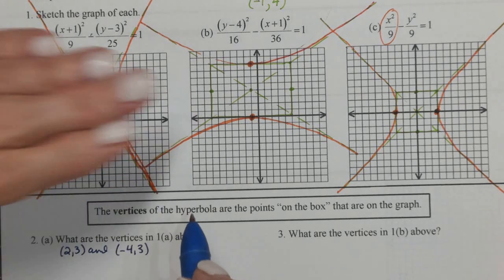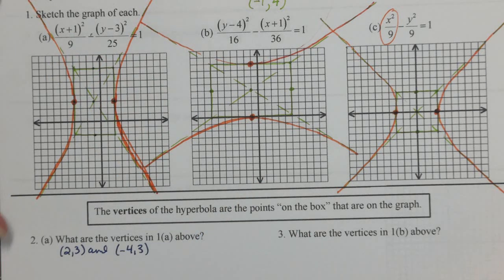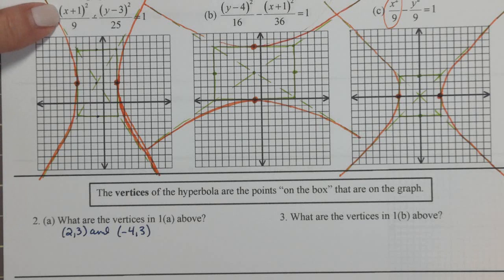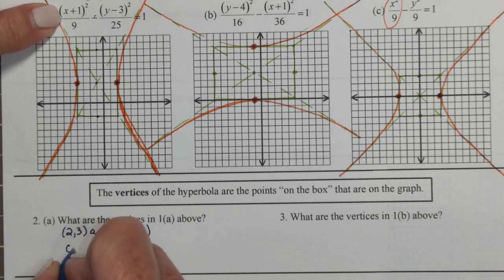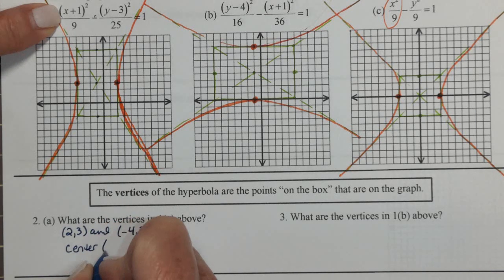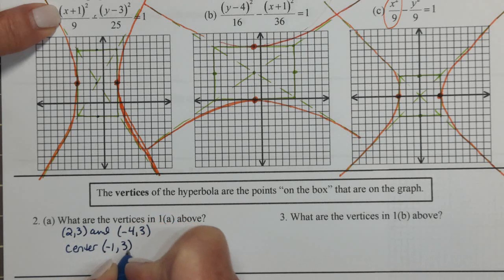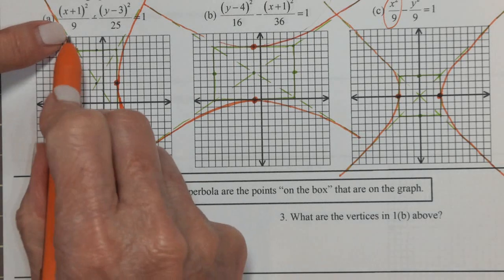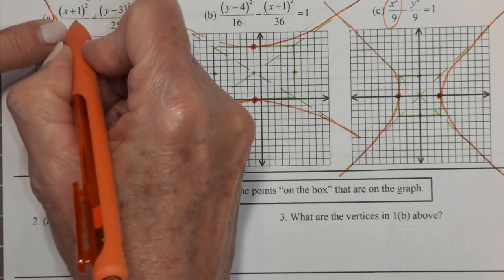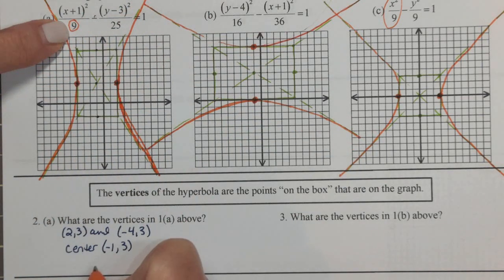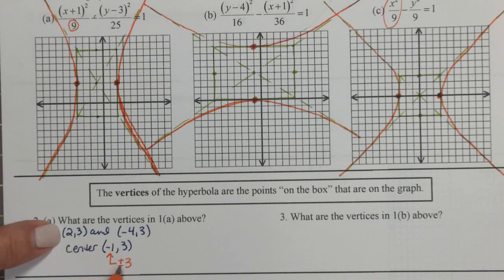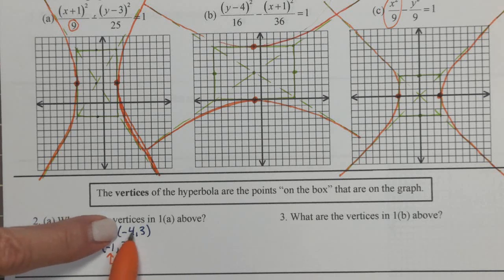But what if I didn't have the graph to look at? If I didn't have the graph to look at, here's how I would do that. See the equation? I would get my center. The center is at -1, 3. And I would go plus and minus 3. Because of the 9 here, I would go plus and minus 3 from the x's to get the vertices. That would give me 2, 3 for the plus 3 and -4, 3 for the minus 3. Okay?